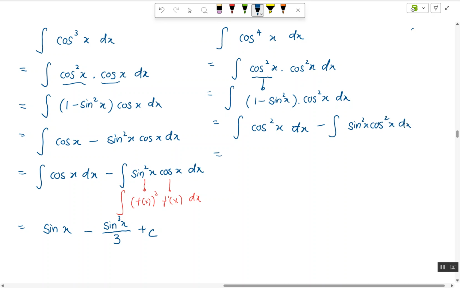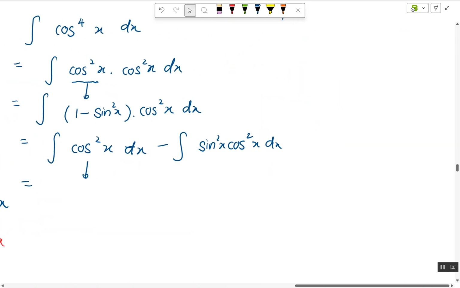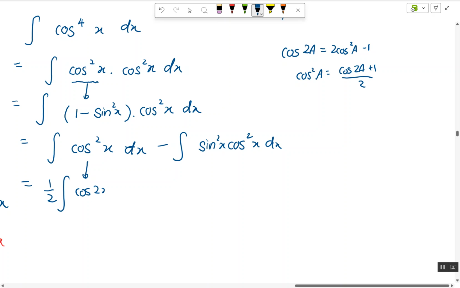Well, when I integrate this is where I think of double angle formula, because it's just cos square alone. So if you have followed just now, cos 2a is equals to 2 cos square a minus 1, which means that cos square a is equals to (cos 2a plus 1) over 2. So this is where you write half integrate cos 2x plus 1 dx. So this is for this part.